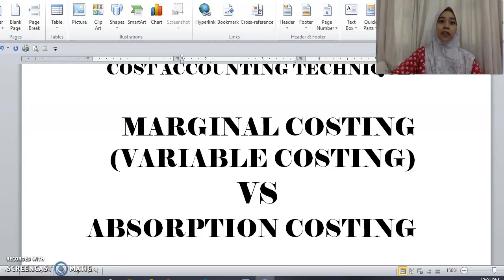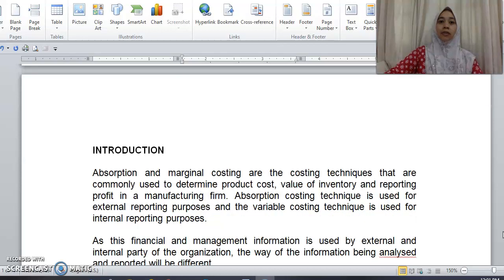Today I'm going to explain to you about the cost accounting techniques, that is marginal costing and absorption costing. Marginal costing is sometimes known as variable costing. Absorption and marginal costing are the costing techniques that are commonly used to determine the product cost, value of inventory, and reporting profit in a manufacturing firm.